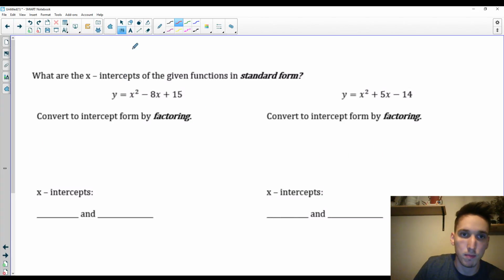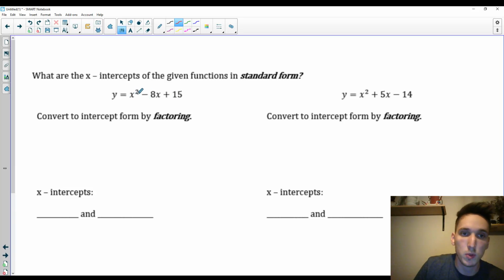So these next two examples, I've given you the function in standard form, and I want us to find the x-intercepts. And in standard form, finding the x-intercepts is going to be kind of difficult. But if we can factor this, aka put it in factored form, which we know is the same thing as intercept form, we can find the x-intercepts. So let's go ahead and factor this first function right here.